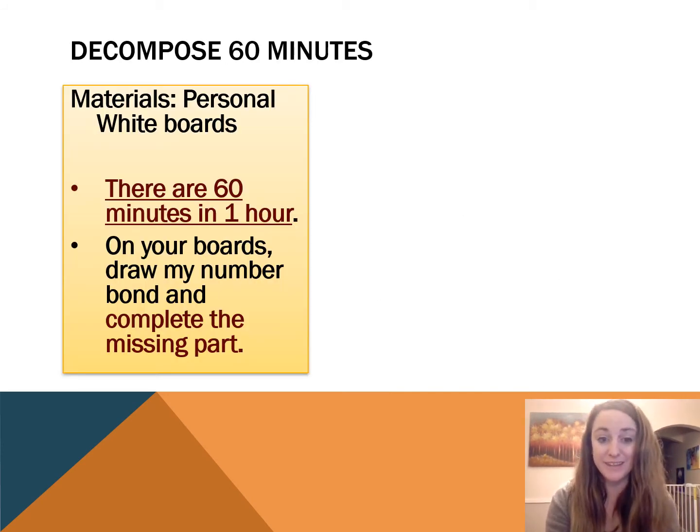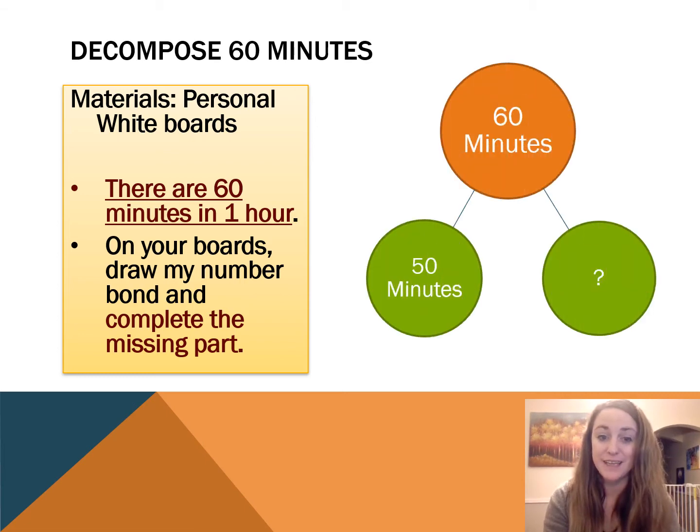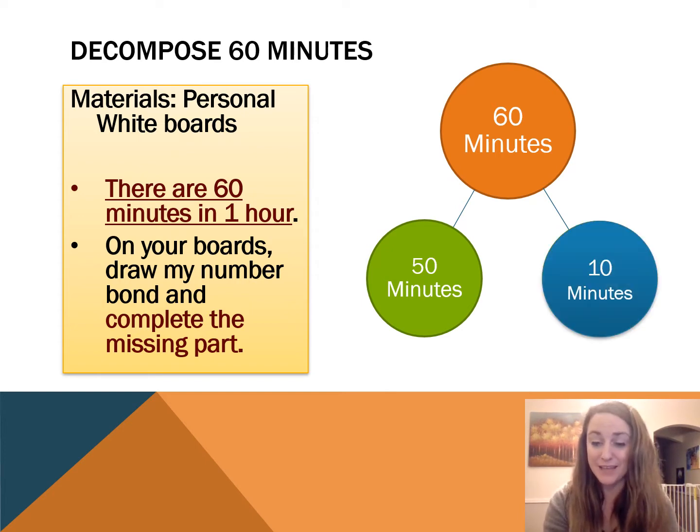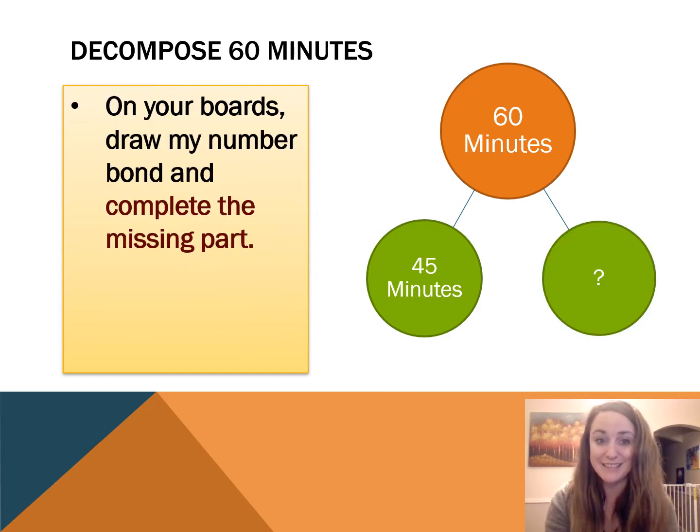On our boards, let's draw a number bond and complete the missing part. We have a total of 60 minutes and 50 minutes have passed as one part. How many minutes remain in the hour? Think about it and write it down. Remember to pause the video to give yourself time to write. 10 minutes. 50 minutes plus 10 minutes equals 60 minutes.